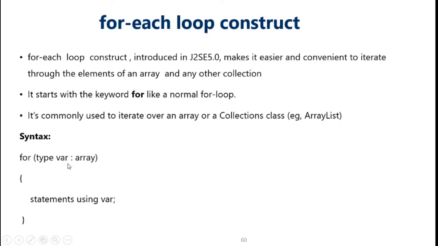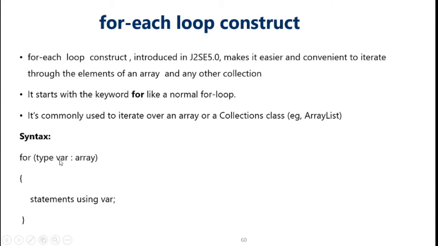So this for each loop starts with the keyword for, like normal for loop, and this for each loop is used to iterate over an array or collection class. That means whenever you want to iterate over the complete array or complete collection, then we can use this for each loop. And if you observe the syntax carefully, unlike for loop, there is no condition statement here.